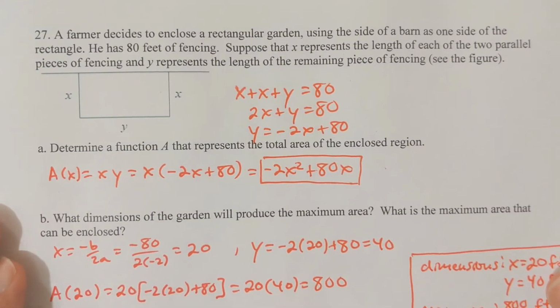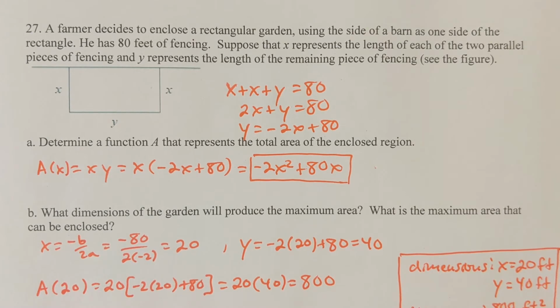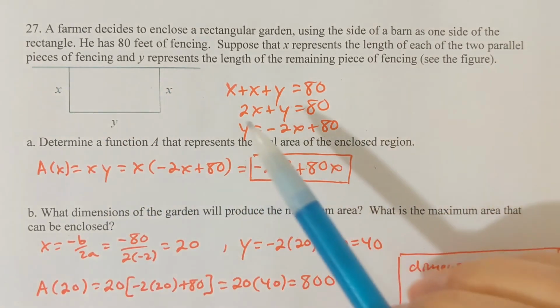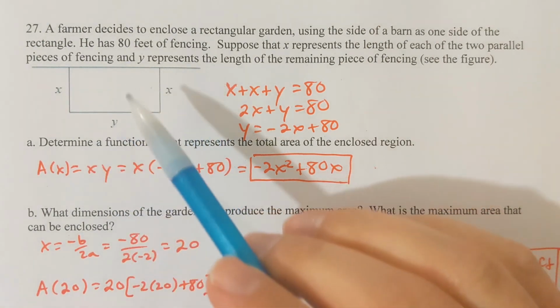Okay, and we'll take a look at one more example in the section. Problem 27: a farmer decides to enclose a rectangular garden using the side of a barn as one side of the rectangle. He has 80 feet of fencing. Suppose that x represents the length of each of the two parallel pieces of fencing, and y represents the length of the remaining piece of fencing. So I've got a picture shown there. He's not going to put any fence along the barn. He's just going to use that side of the barn as enclosure.